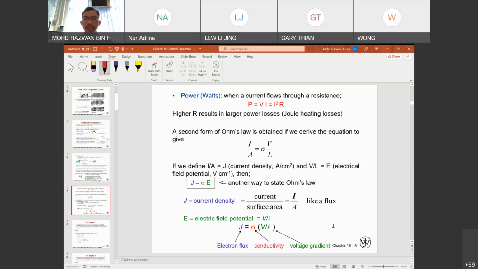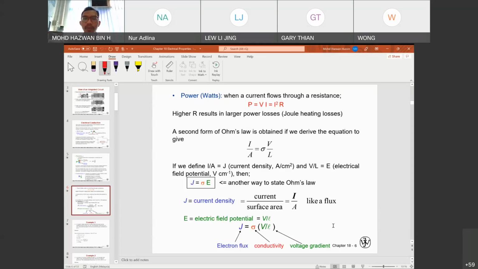Okay. Maybe a last one before we end our lecture. So power, what does it mean by power? When current flows through a resistance, power is equal to voltage multiplied by current. And when you combine this with Ohm's law, you will have power equal to current squared multiplied by resistance. Higher resistance will result in larger power losses.